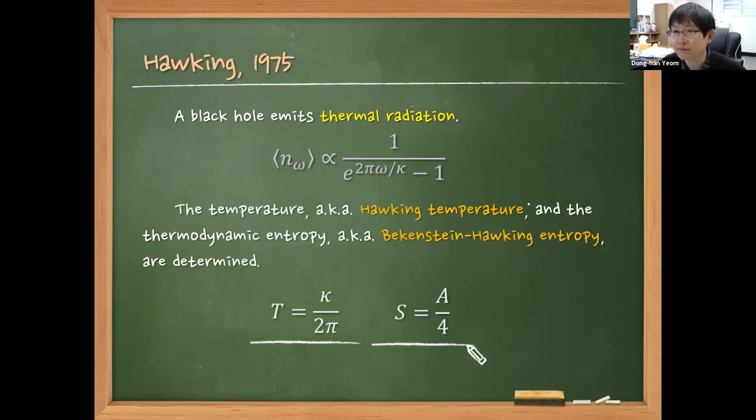And by comparing to the first law of black hole thermodynamics, we could easily read that the entropy equals A over 4. So we obtain the magic number 4, the proportionality constant 1 over 4 here. This temperature is called the Hawking temperature, and this entropy is called the Bekenstein-Hawking entropy. So the Hawking temperature and the Bekenstein-Hawking entropy were already obtained in 1975.